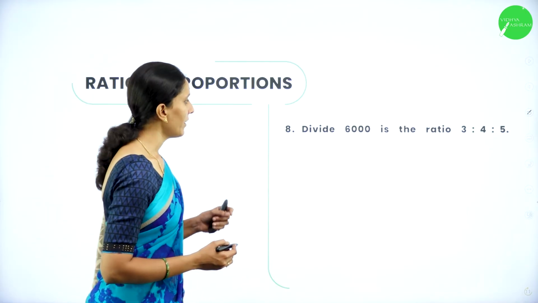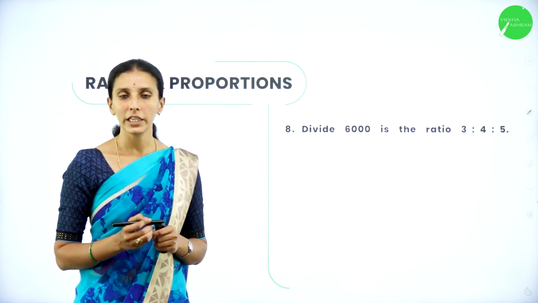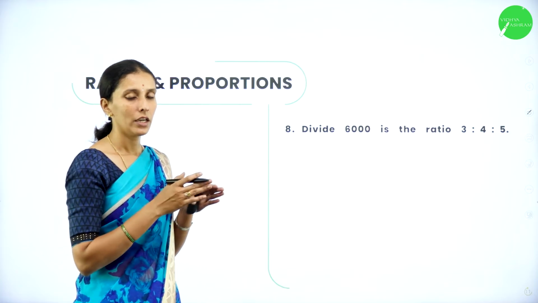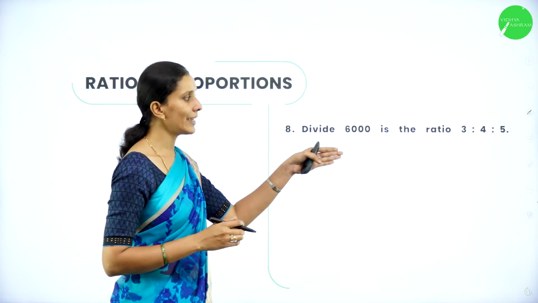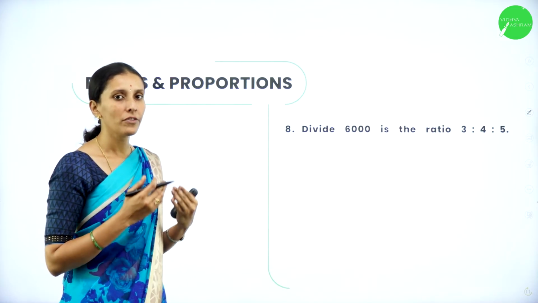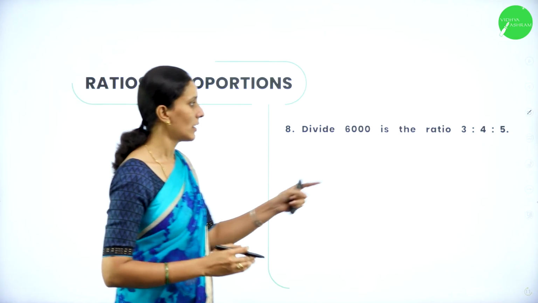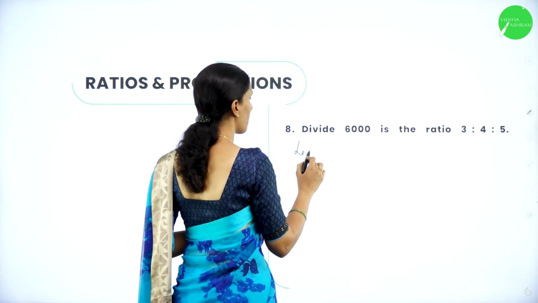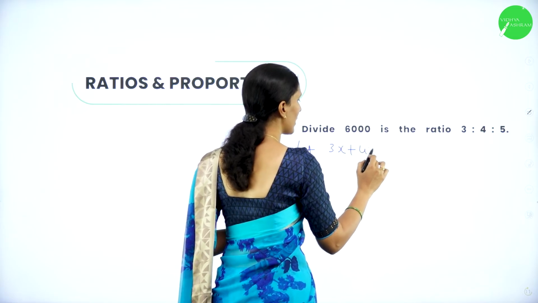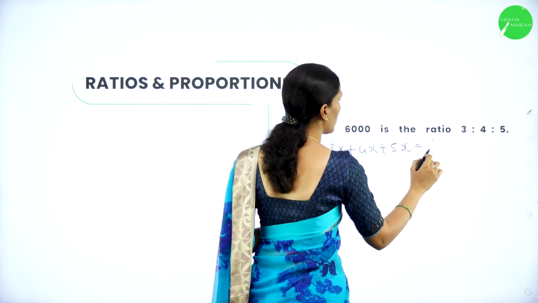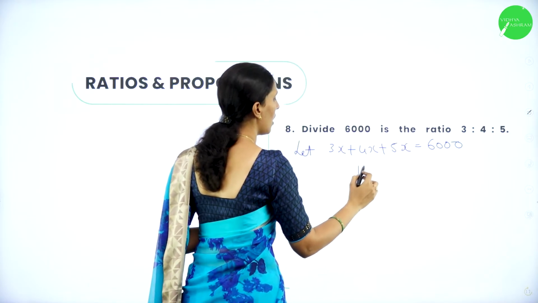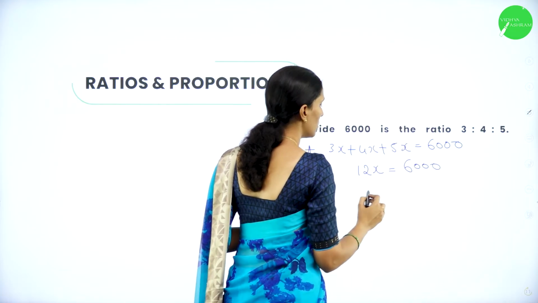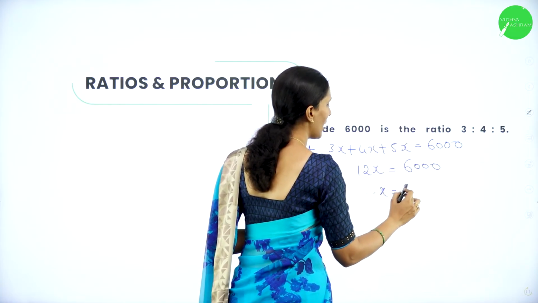Next we have: divide 6,000 in the ratio 3 is to 4 is to 5. So we have to divide 6,000 into 3 parts. Let me take 3 is to 4 is to 5 as 3x plus 4x plus 5x, because the total of these will give you 6,000. So 3x plus 4x plus 5x is equal to 6,000. So this is now 12x is equal to 6,000. So therefore your x is equal to 500.